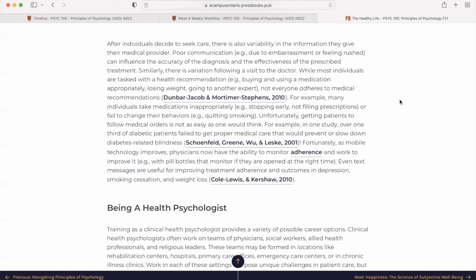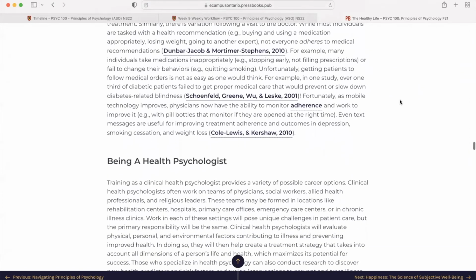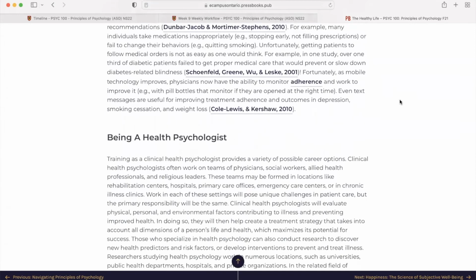For example, in one study, over 1/3 of diabetic patients failed to get proper medical care that would prevent or slow down diabetes-related blindness. Fortunately, as mobile technology improves, physicians now have the ability to monitor adherence and work to improve it. Even text messages are useful for improving treatment adherence and outcome in depression, smoking cessation, and weight loss.